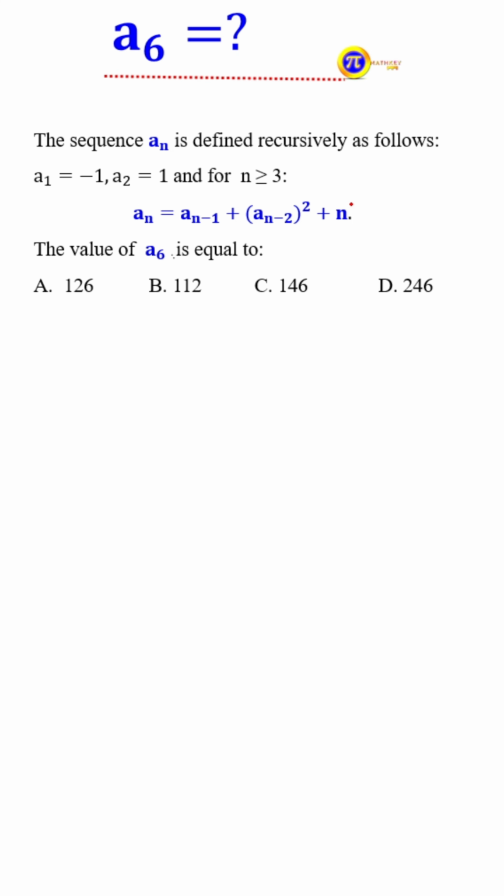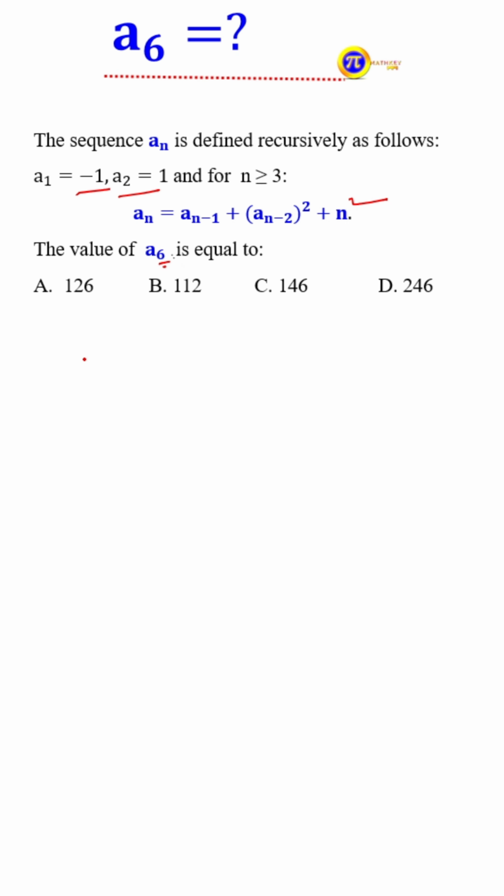Let us see it. The sequence AN is defined recursively as follows. It says that A1 is this one, A2 is this one, and N is greater or equal 3. The general term form is what we are given. Why was N greater or equal 3 stated? Because A1 and A2 are given. So we'll try to find out A6.